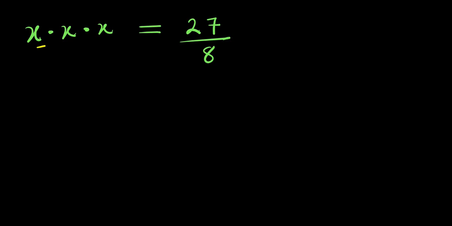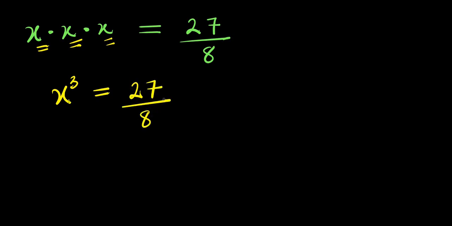Hello, how to solve x times x times x equals 27 divided by 8, solving for all values of x that satisfy this equation. So x times x is x power 2, times x, this is x power 3 equals 27 divided by 8.